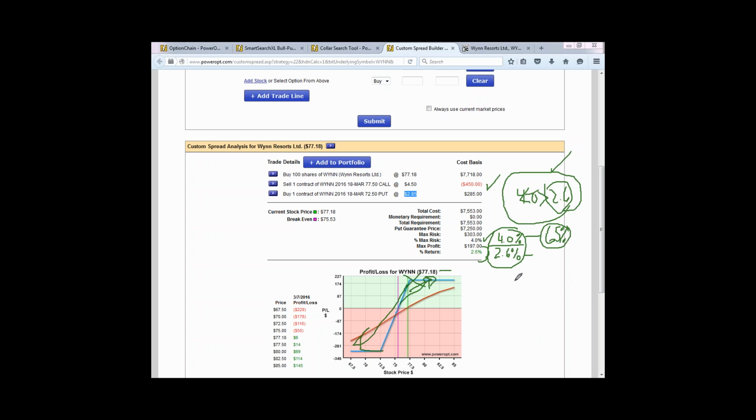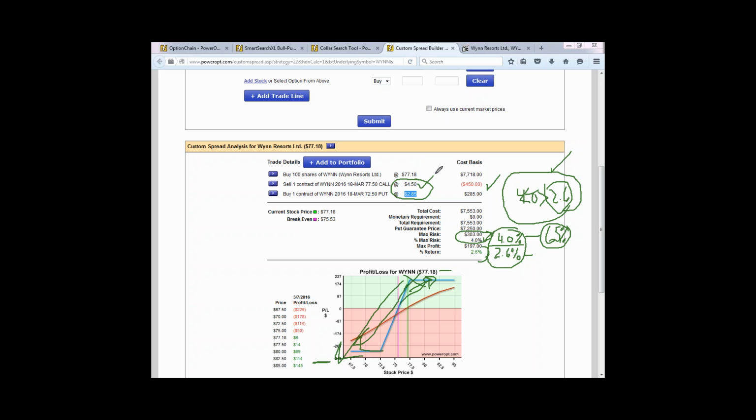Now, remember what we talked about with covered calls. If Wynn Resorts, this premium does look pretty volatile here. It does look pretty high. If Wynn Resorts gaps down and falls 20% of its value, let's say it falls about $14 per share and is trading now down to $63, I'm only losing 4% or $303 on my collar.